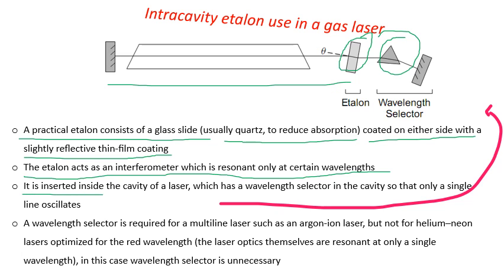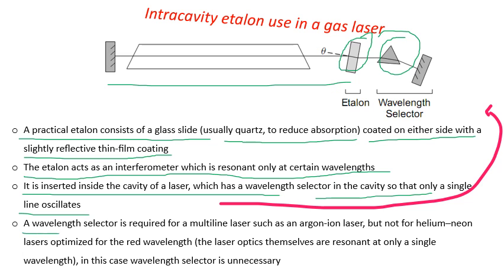It is inserted inside the cavity of the laser, which has a wavelength selector, as you can see, so that only a single line oscillates. The wavelength is selected and the longitudinal mode is selected, which will help you have a single frequency, and then this will oscillate in the cavity.